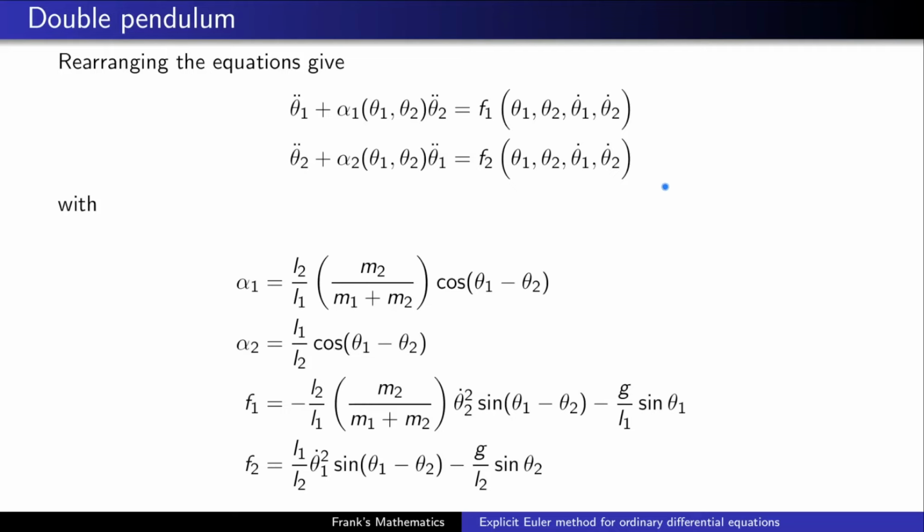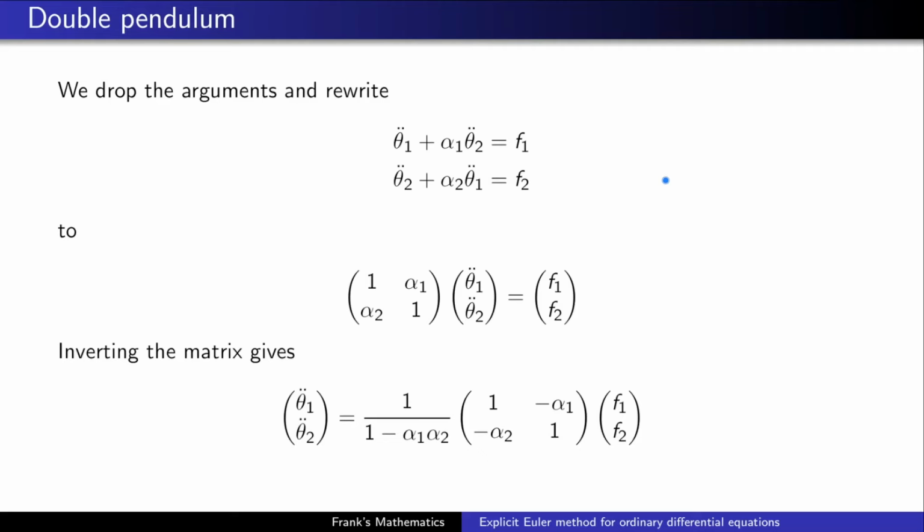What we're going to do now is we drop the arguments because nobody needs them and they're just disturbing. And we are bringing them into a matrix form. So they look like something like this. We now have to check whether the matrix is invertible or not, but in fact it is. You can check it if you want to. So this allows us to invert the matrix and bring the matrix to the other side. Why are we doing this? Because we now have isolated the second derivatives of the angulars θ1 and θ2.